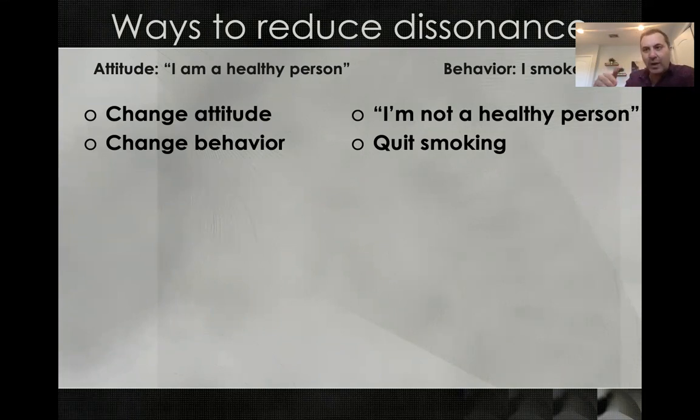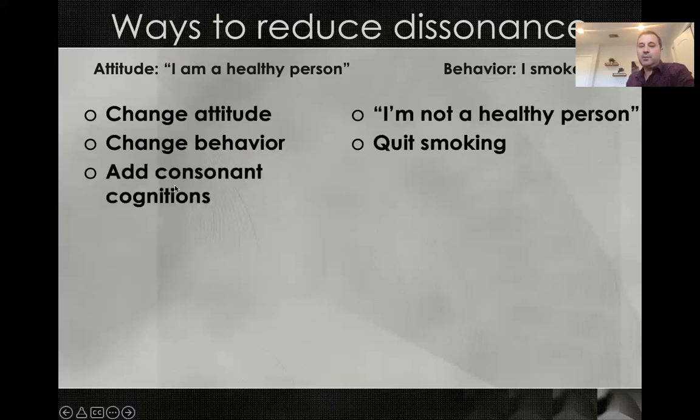So we also have a number of psychological mechanisms that we use to sort of, you can almost think of it as deluding ourselves or lying to ourselves a little bit to convince ourselves that that discrepancy doesn't really matter all that much. For instance, we could do something known as adding a consonant cognition. Adding a consonant cognition means that we add a belief that is consistent with both the attitude and the behavior.